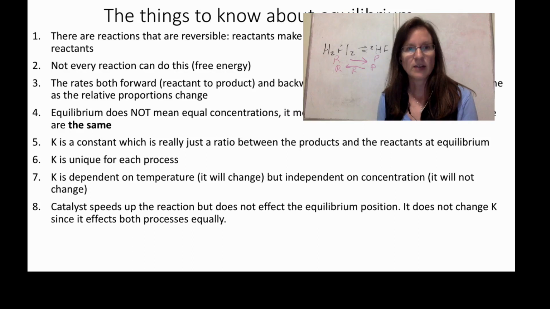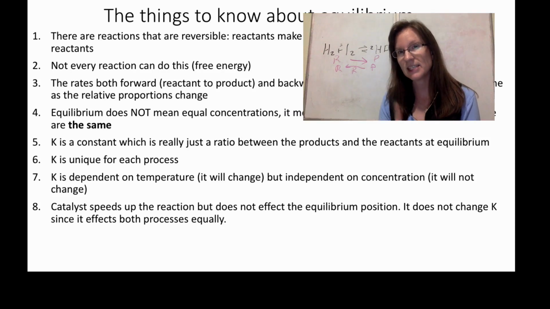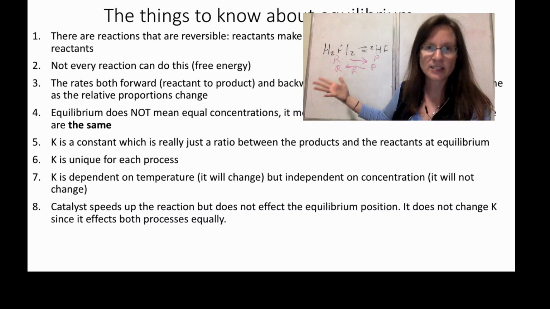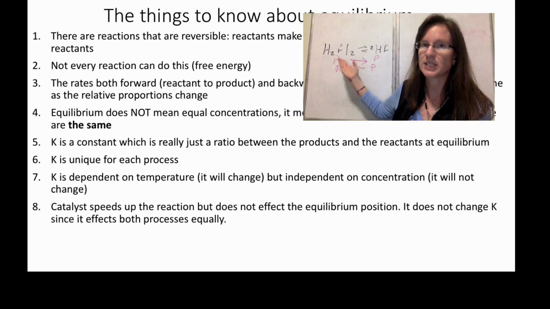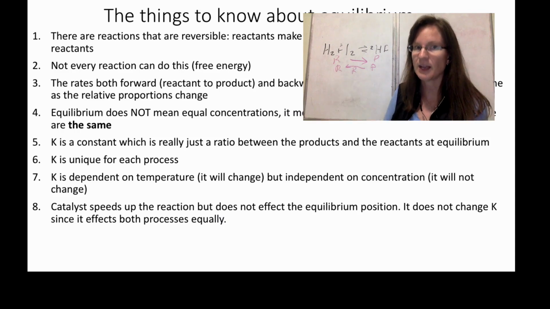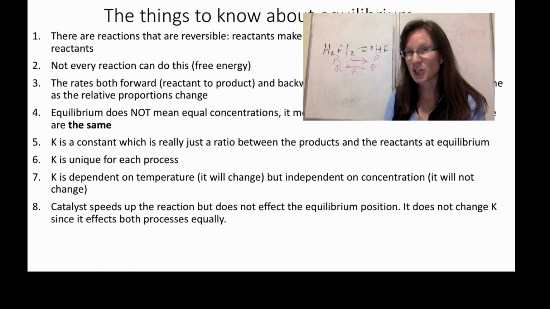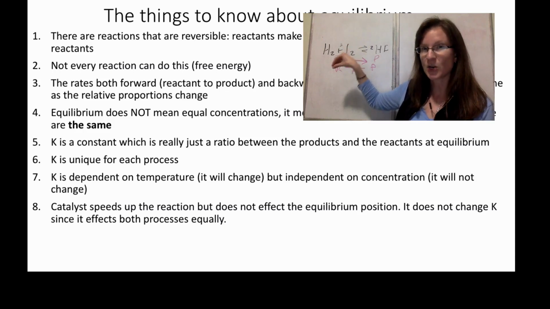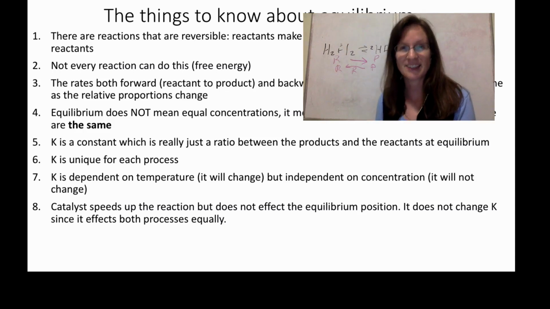The other key part here is that K again. K is a constant. It's a ratio of products on top, reactants on the bottom. K is unique for every process, but it is temperature dependent, meaning it's not like, this reaction's K is always 2. Well, no, it will have a temperature factor as well, and it will be different at a different temperature. K is independent of concentration, though, meaning if I change one of these concentrations, the other ones will adjust accordingly to keep K the same value.